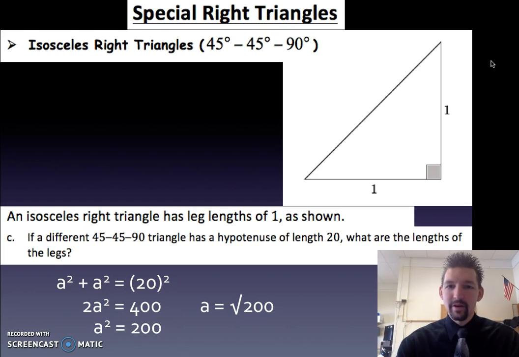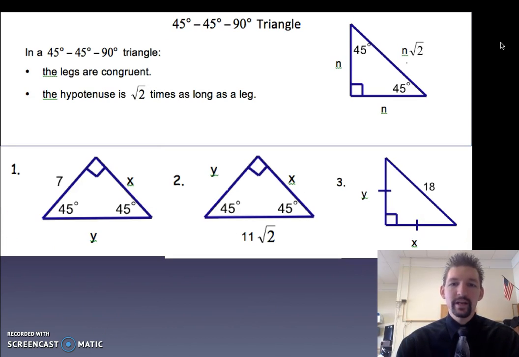Again, not a nice number, but that's going to be a pattern that you'll see when we're dealing with special right triangles. So looking at a couple of examples here, we're going to go through the first one, and then I want you to try the next two on your own.